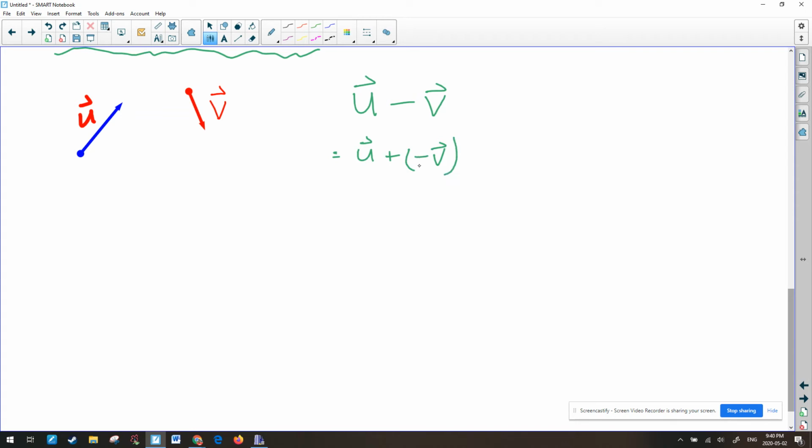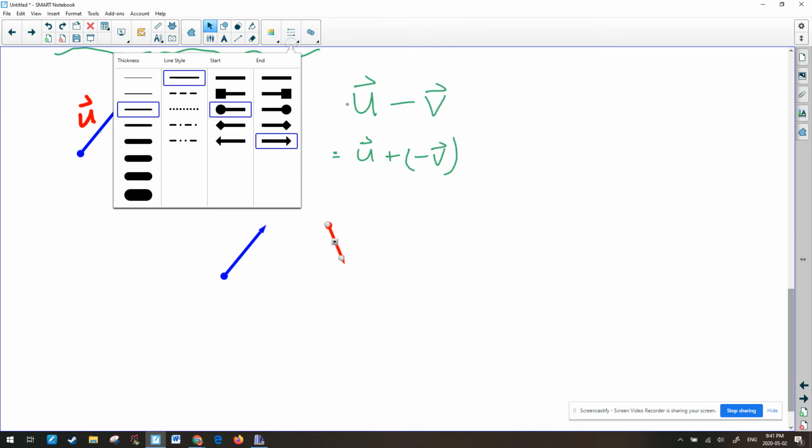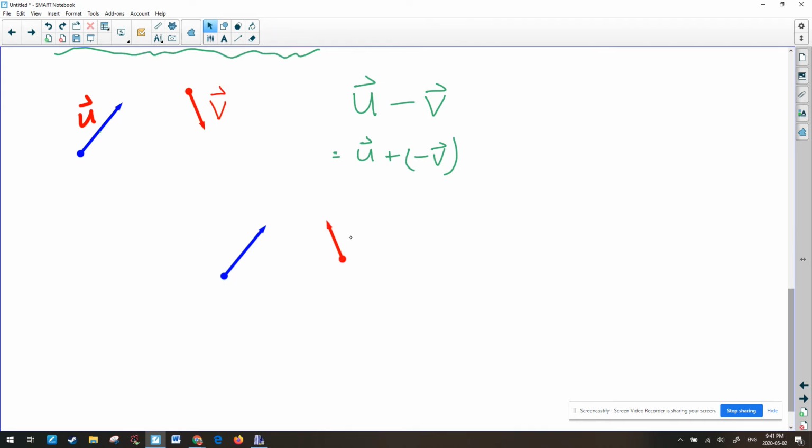Now, what does negative on a vector do? Well, it turns it the other direction. So I'm going to make a clone of these guys. There's my u, and it's supposed to be how it is. I'm going to take my v and clone it, and bring it out. Now this is v, okay? But I want negative v. So I'm going to switch the direction of this. There it is. So this is now negative v.